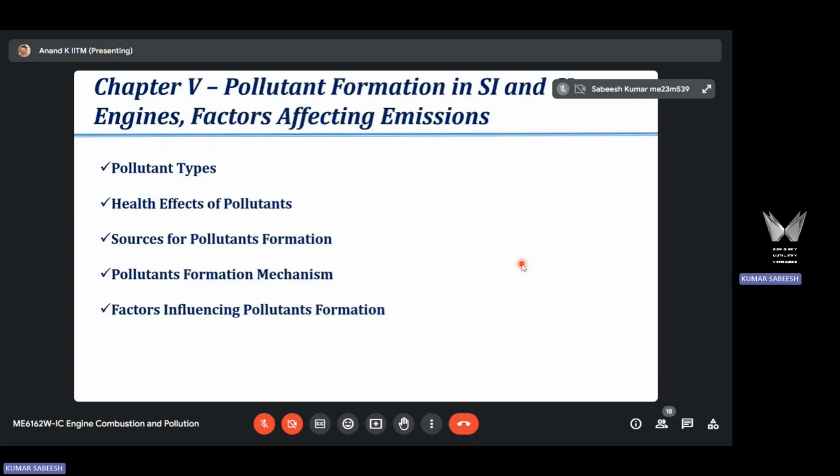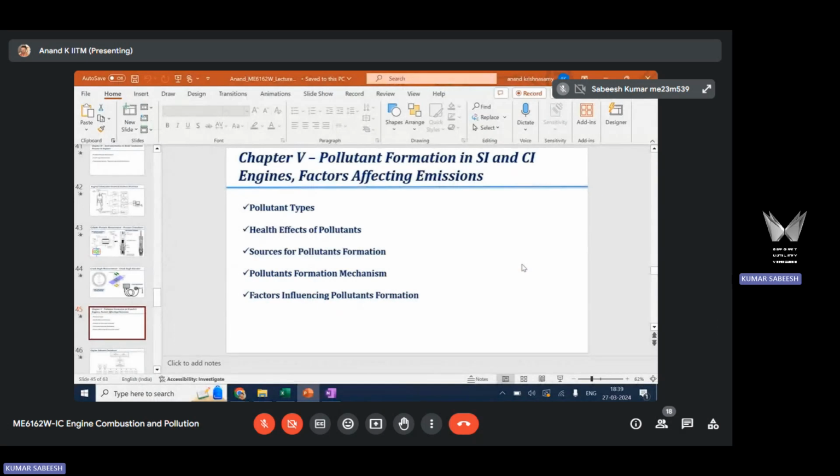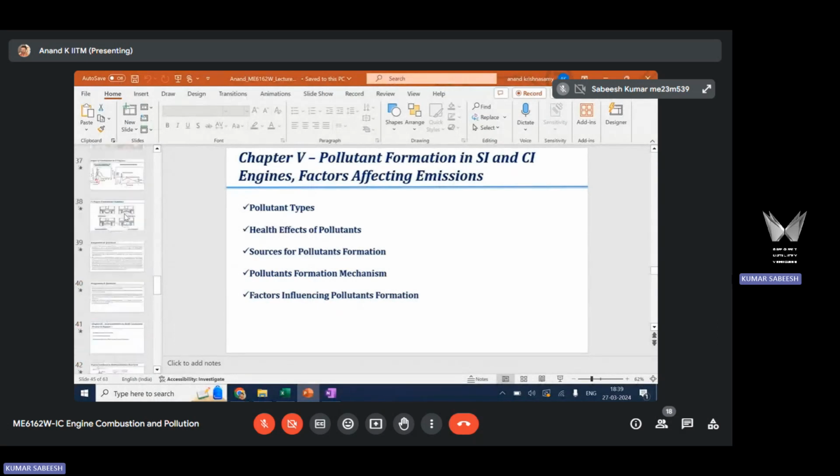So with this, I conclude chapter number 4, the chapter about instrumentation for combustion process. We have discussed various parameters that will help us to do combustion analysis. Now I am moving to chapter number 5. Chapter number 5 is the second module. Basically, we have concluded the first module on combustion.